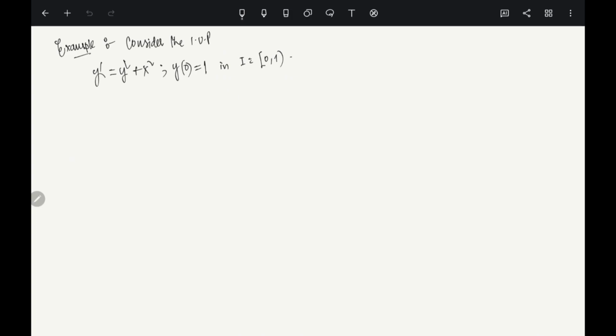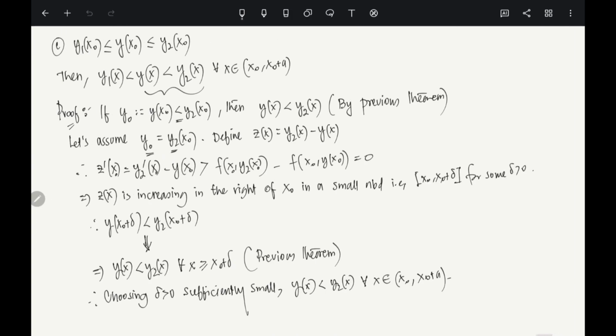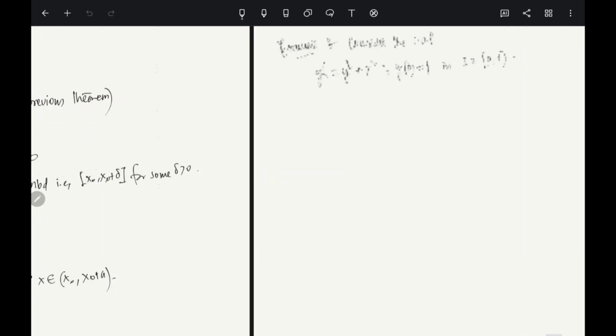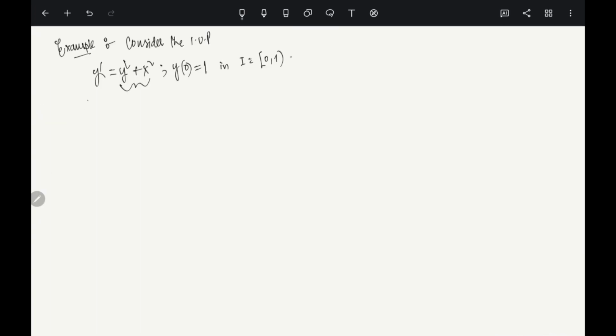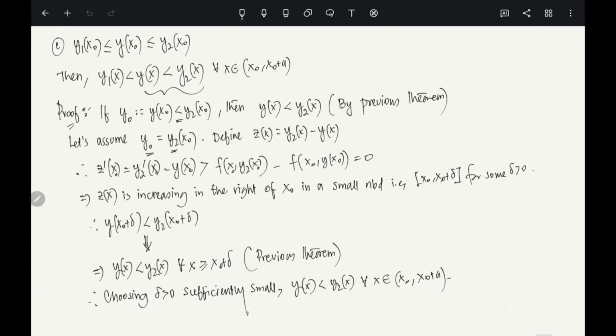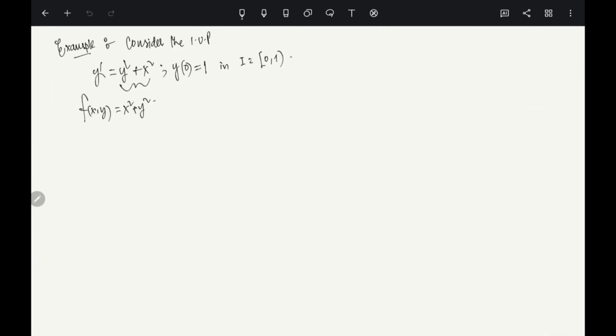So how to get something like this? For that you have to produce a y1 and y2 such that y1 prime is dominated by f of x, y1 and y2 prime must dominate f of x, y2. And f of x, y is nothing but x square plus y square. You have to find one y1 which gets dominated by f and y2 which dominates f, along with the initial data of course. So how do you find such a thing?